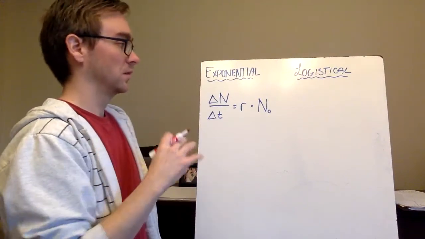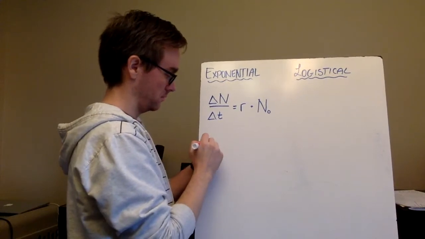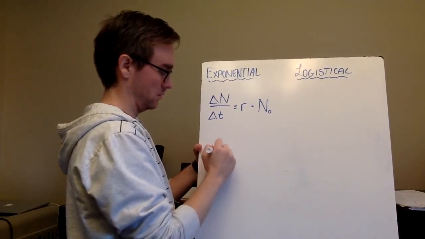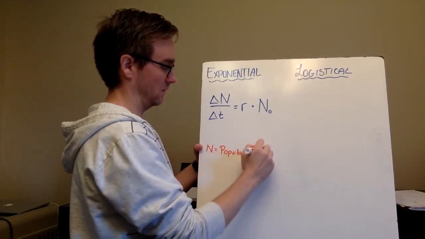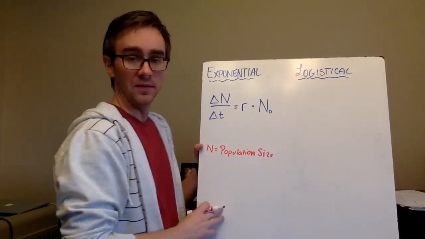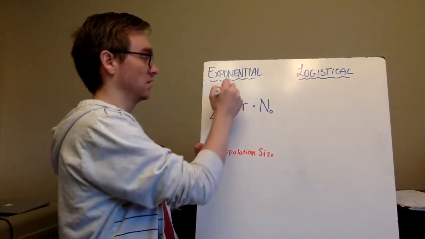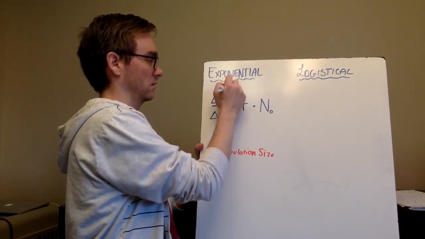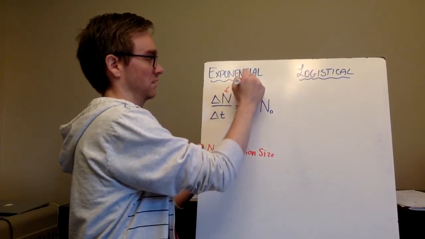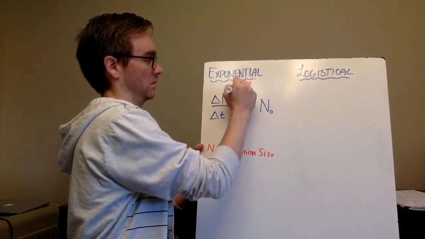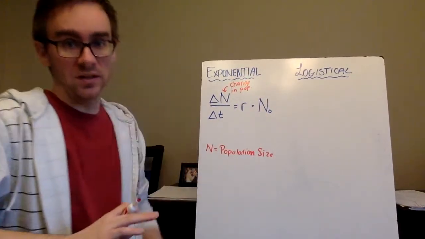All right. So first things first. N means population size. That triangle there is the Greek letter delta, which means change in. So here we have a change in population size. All right. So we have our change in population here.